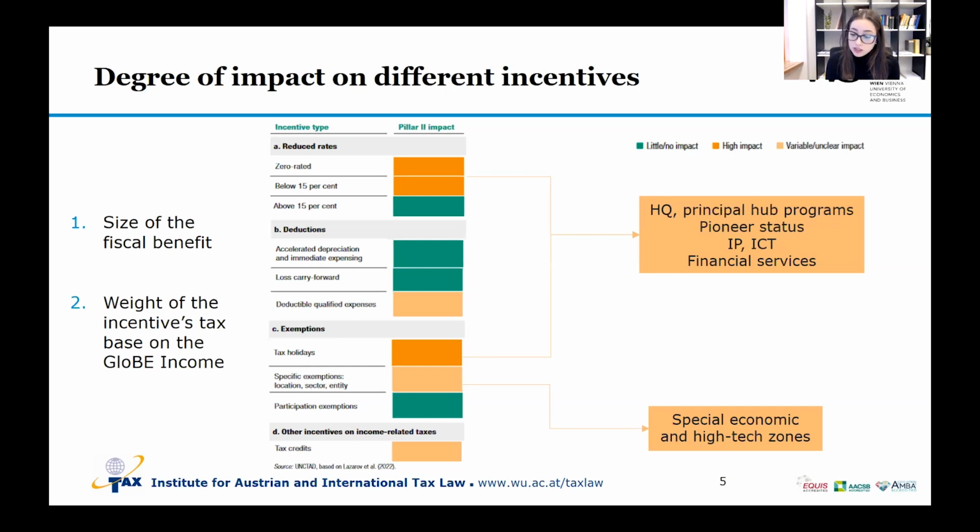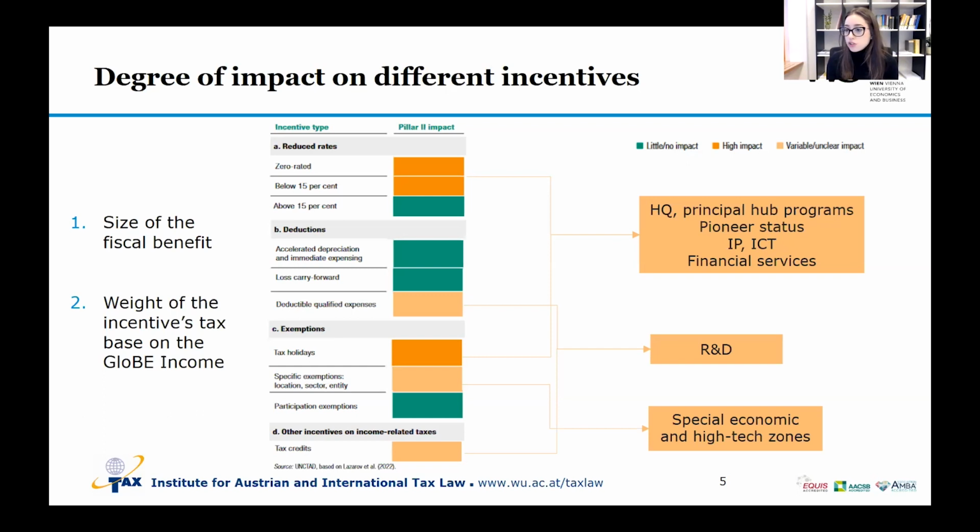The impact on other incentives, such as tax credits and deductions, however, is not always straightforward, as it depends on the operation of these incentives. Non-refundable tax credits and super or double deductions, which are common under R&D incentive schemes, may be adversely affected by the GloBE rules, whereas regular deduction and refundable tax credits may face little or no impact by the rules, depending on how they are structured.